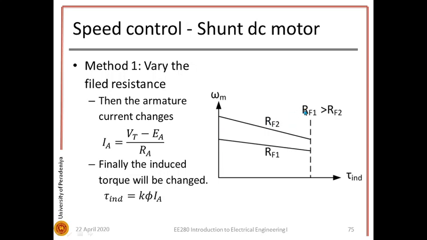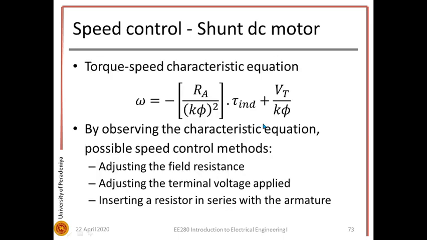So when you have a higher field current, your characteristic curve would be in this manner, and if you have a lower field current, then your torque speed characteristic would be in this manner. So if you go back to the torque speed characteristic curve, when you change the field current, you will change the gradient as well as the intersection point.